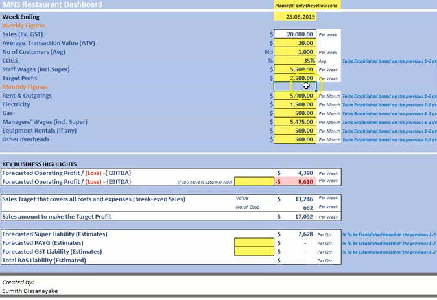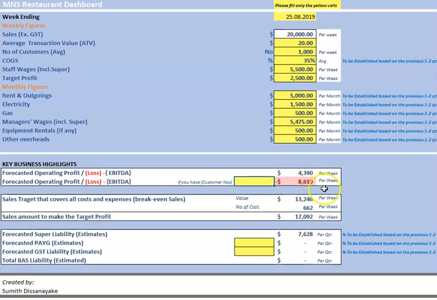Okay. Now we have finished entering all the input data that we need, and then let's go to the output section. Okay, first output or the first key business highlight is my forecasted profit. So okay, with these numbers that we have established here, as you can see, now you have a profit of 4,390 per week, which is above your target profit. That's really good. Okay, number two is your operating profit.